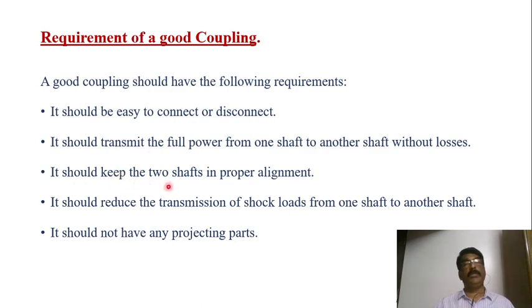It should keep the two shafts in proper alignment. As in the case of a rigid coupling, the shafts must be perfectly aligned. So, it's one of the requirements. It should reduce the transmission of shock loads from one shaft to another. The coupling must absorb the impact energy and dampen the vibration, thereby it reduces the transmission of shock loads. It should not have any projecting parts. The projecting parts of the coupling must be properly covered in order to avoid accidents and damage.